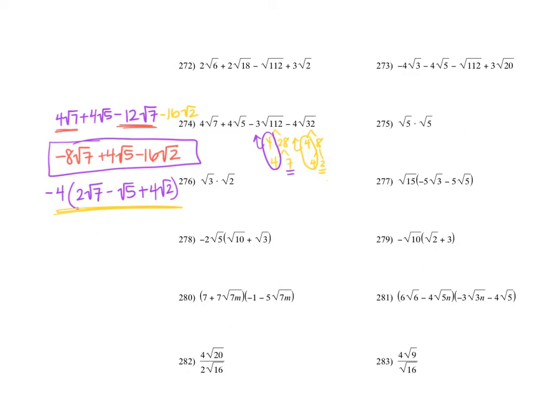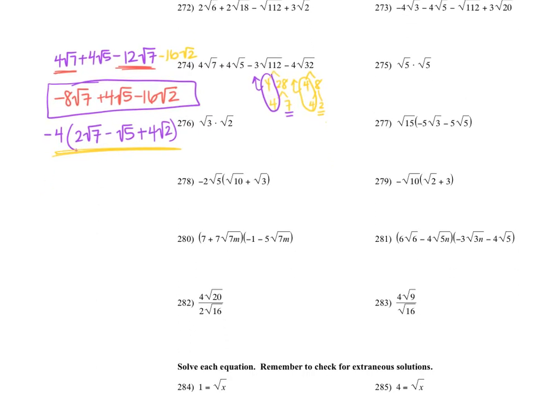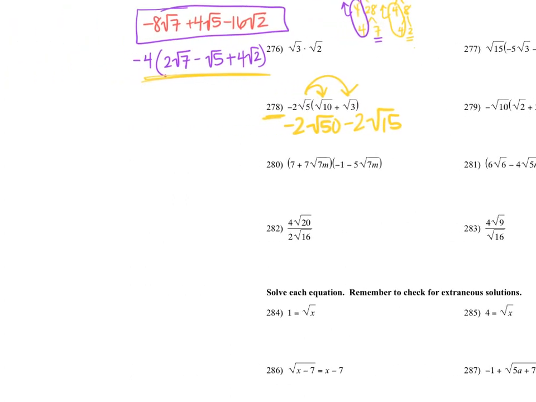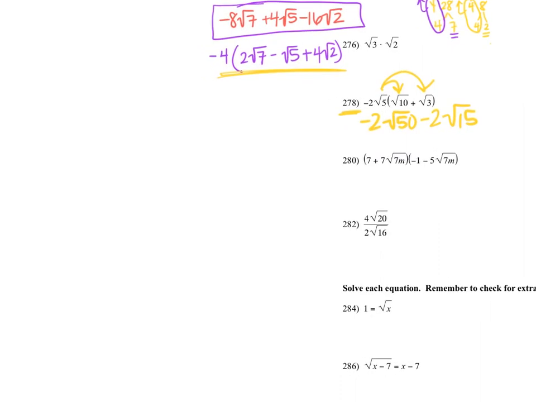Okay, so you should be able to do the rest of these problems. You are distributing in 278. Just distribute. You're treating it like a variable, so this would be negative 2 square root of 50 minus 2 square root of 15, and then you could break that down, so 25 and 5. So let me do that on the side over here. So I have negative 2 square root of 50 minus 2 square root of 15.